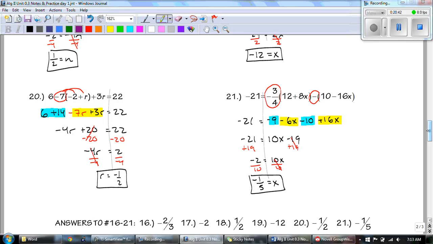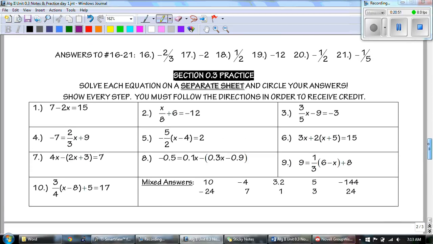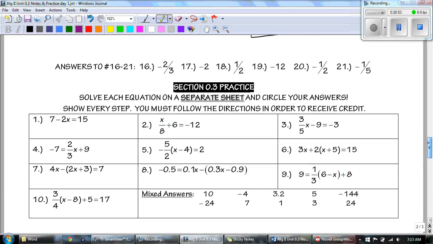So, well, that's it for Algebra 2, Unit 0.3 Notes, Day 1. Your homework is on the bottom, okay? And that's it. All right.